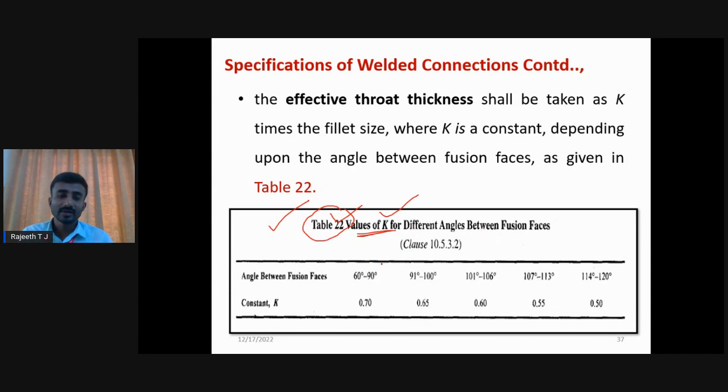For example, if you place two plates or two members at an inclination of 60 to 90 degrees, and you go for welding, then you can take the K value as 0.7. If you place them at 91 to 100 degrees, then you can take it as 0.65. Similarly, for other angles of inclination, we can take the throat thickness value like this.